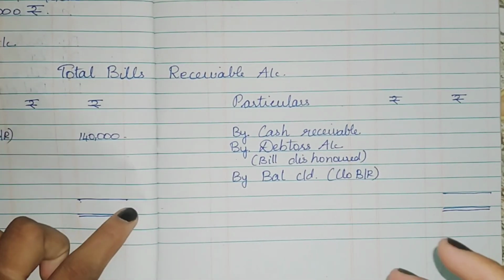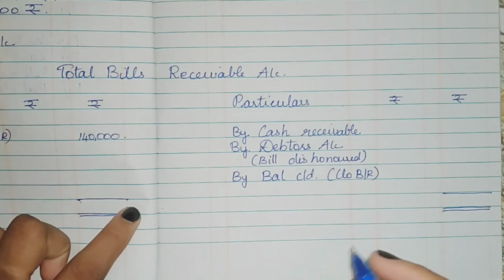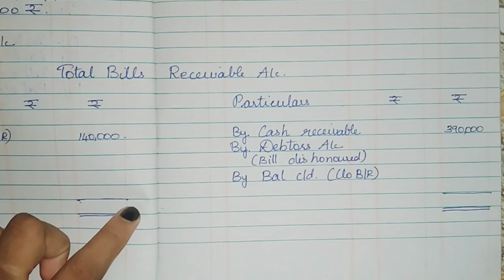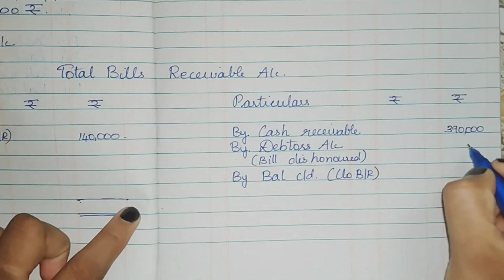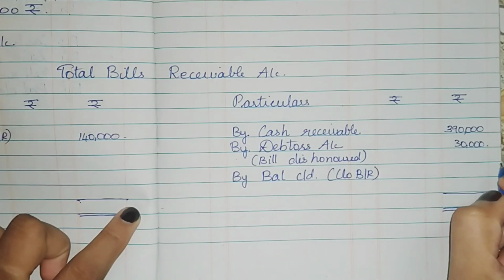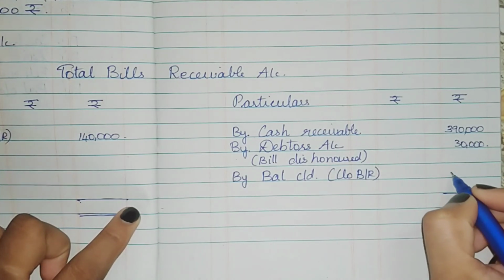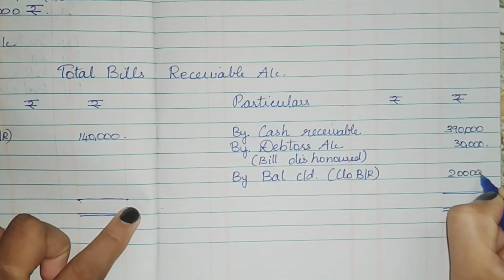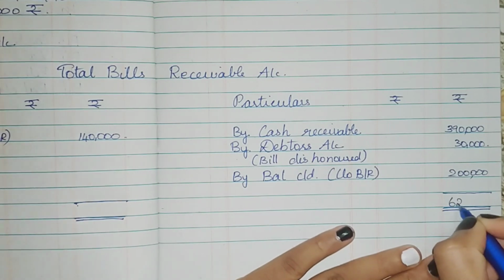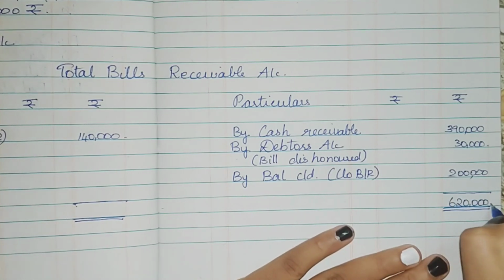So cash received is 3,90,000 and bill dishonored is rupees 30,000. Lastly, the closing is going to be 2 lakhs. So if I add up, I get a total of 6,20,000 on my credit side.